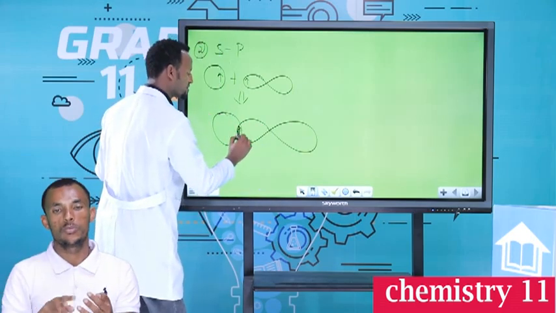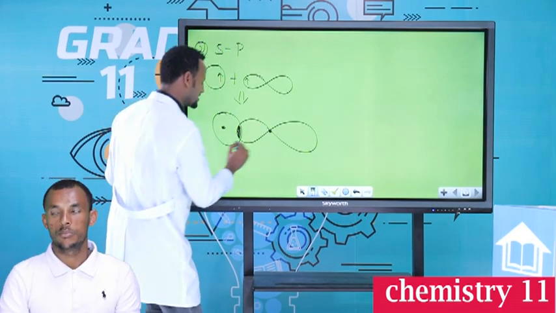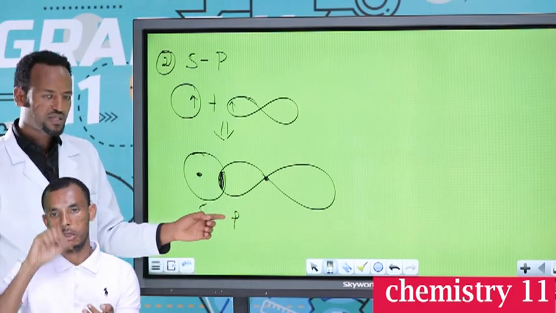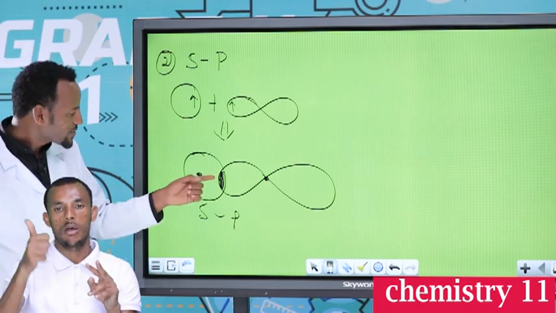Here, 2 electrons are present. This one is nucleus. Again, this is nucleus. This is S. This one is P. What types of overlap? SP overlap. Students, this one, pi or sigma? Nice. This one is sigma.